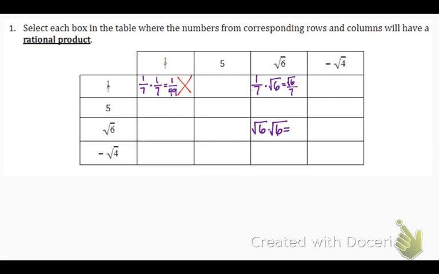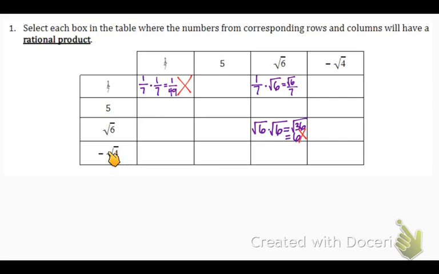All right, so the square root of 6 times the square root of 6 would be the square root of 36, and the square root of 36 is 6. So yes, that is a rational number, and you should check this box as well. Make sure you put an X in that box, marking it as a rational number.